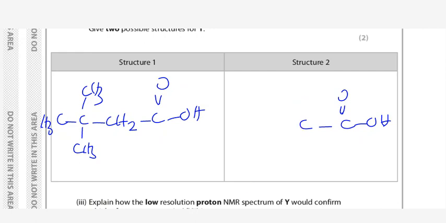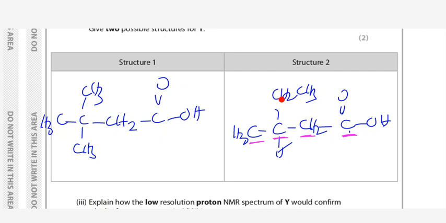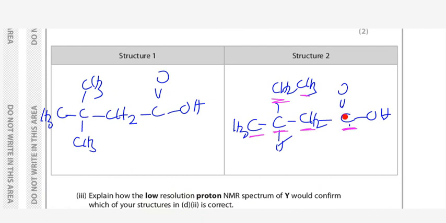Try this one: 1, 2, 3, 4, 5, 6 carbons, 12 hydrogens. How many peaks here? Analyzing the peaks: 1, 2, 3, 4, 5, 6 peaks. It should be 4 peaks, but this gives 6 peaks.